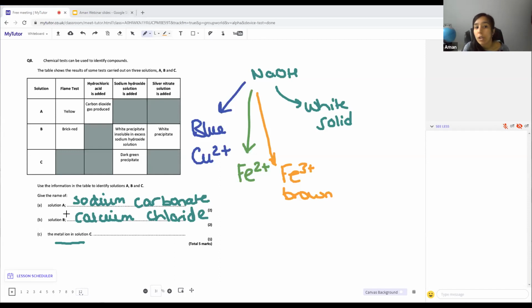They don't tend to get too tricky. They are just kind of testing your recall. And what I mean by recall is just about you remembering which flame test produces which colour, what happens when we add sodium hydroxide, and what the tests are for the negative ions. So it's just important to remember that. And as I said on Monday, they are really difficult to remember.